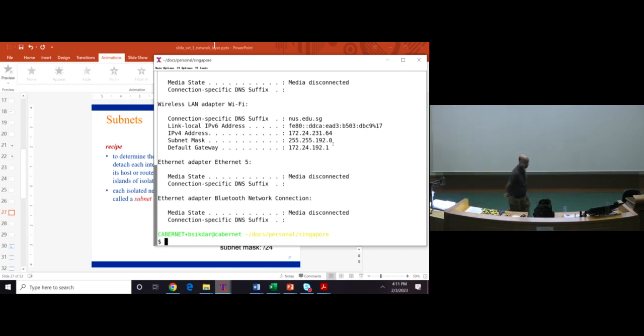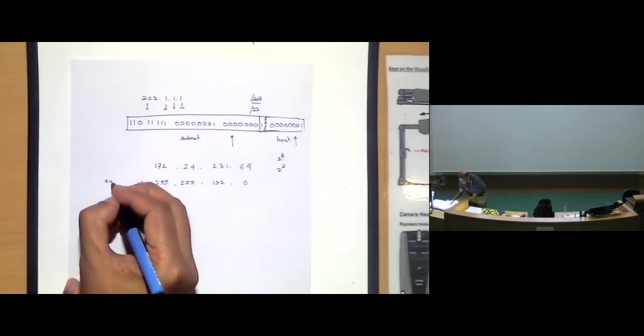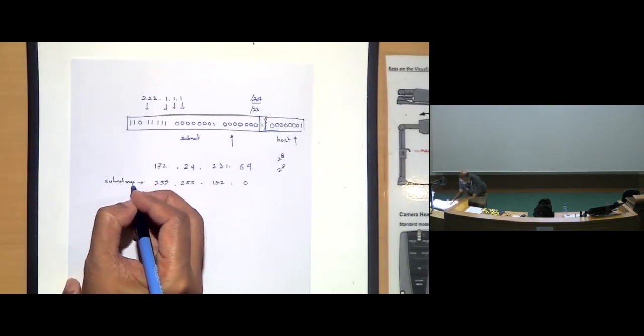What I do is, if I take the subnet mask and I apply it on the IP address, I will get the subnet ID. So basically, by looking at the subnet mask, I can tell how many bits are going to be used for the subnet part and how many bits are going to be used for the host part. How can I do that? Let's look at this, right? So this was our subnet mask.